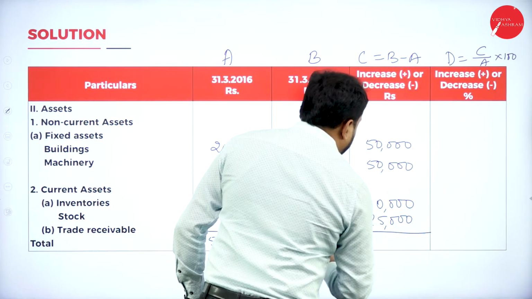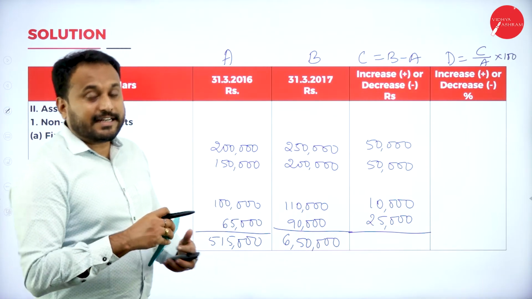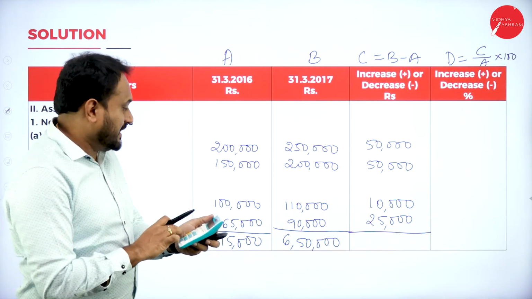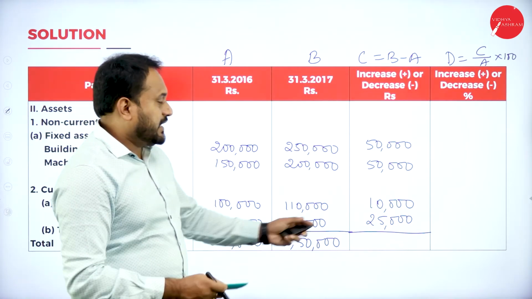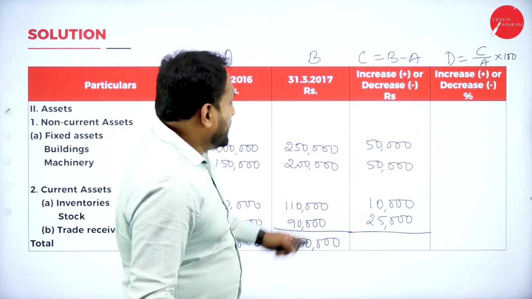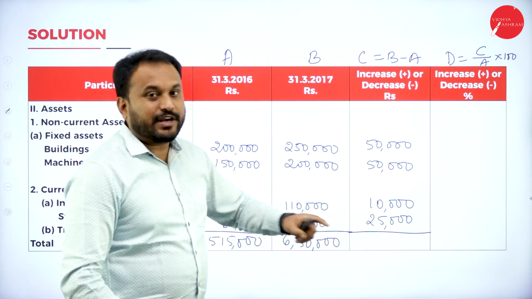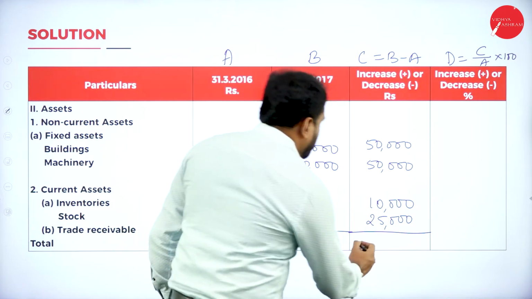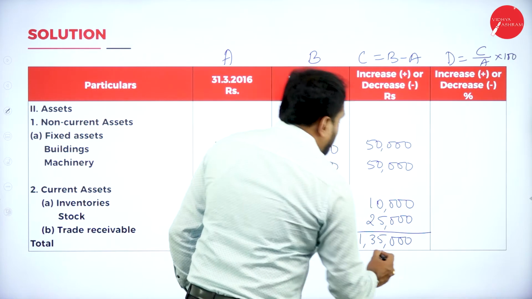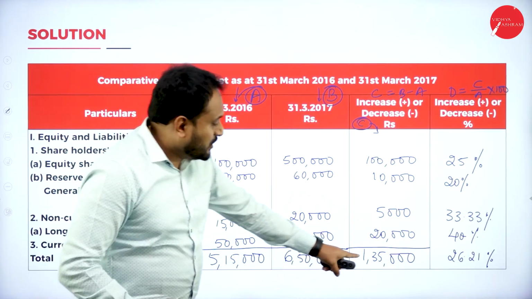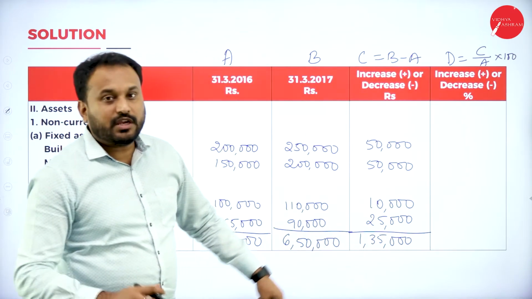See, anywhere you have any slight doubt, use your calculator, because in a 10 marks or 15 marks question you can very easily go wrong. So 90 minus 65, 25, done. Next, 50 plus 50 is 1 lakh, 1 lakh plus 10 is 1 lakh 10, 1 lakh 10 plus 25 is 1 lakh 35,000. If you understand, see here 1 lakh 35 for the liabilities. Now 1 lakh 35 here also we got it.